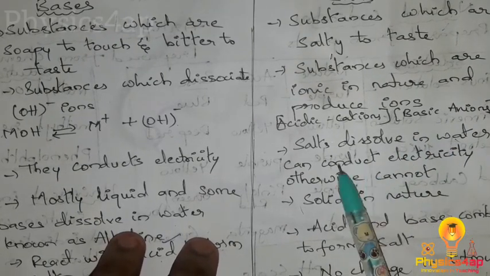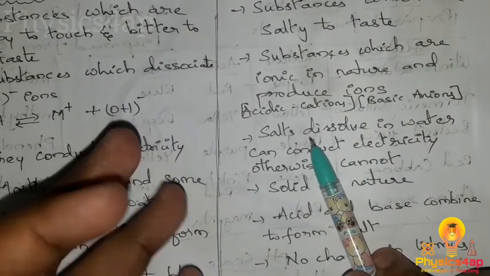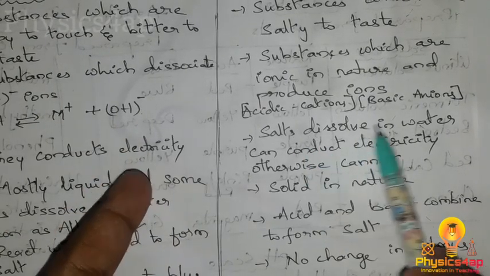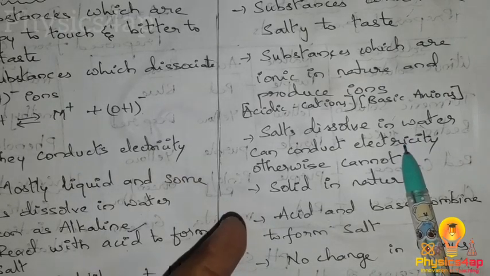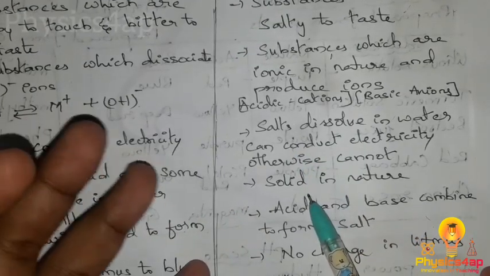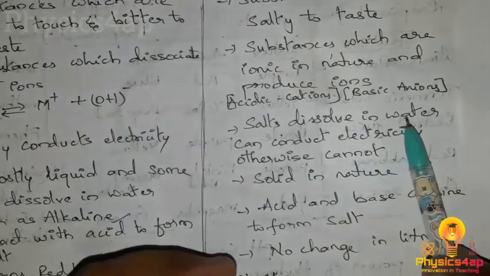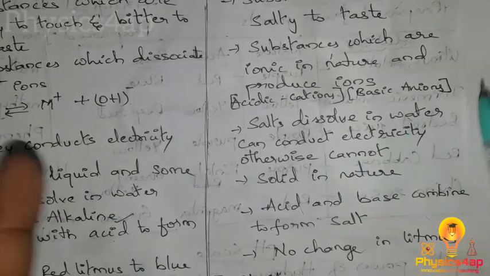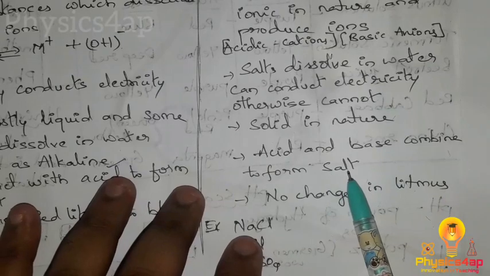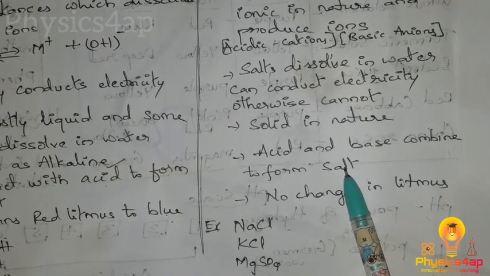And salts dissolved in water can conduct electricity, otherwise they cannot. Salts directly cannot conduct electricity, right? Only when the salts are dissolved in water can they conduct electricity. All salts are solid in nature, so they cannot conduct electricity. But when they are dissolved in water, they dissociate into ions and can conduct electricity. And salts are formed by the combination of acid and base.